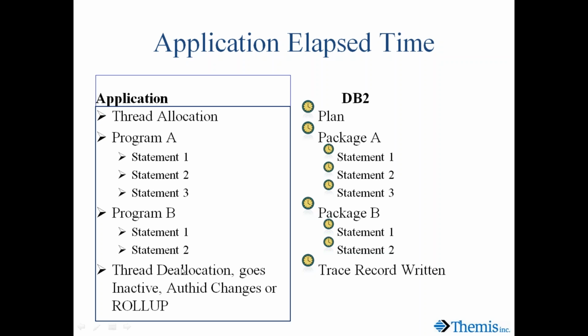That application elapsed time is terminated, and a trace record is written when the thread is deallocated or the thread goes inactive, if it's a reusable thread, or your auth ID changes, or you're performing roll-up for your CICS transactions and for those shared threads. So that is basically your application elapsed time.